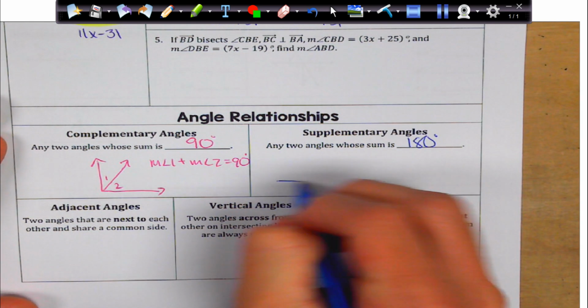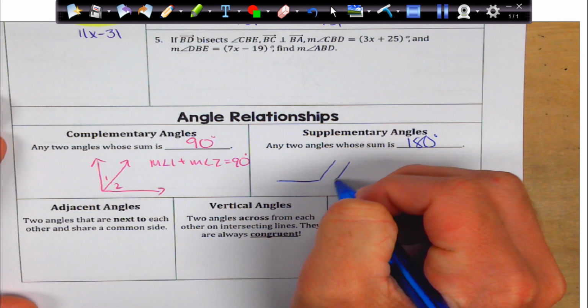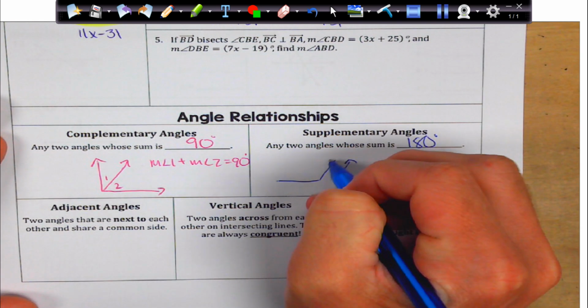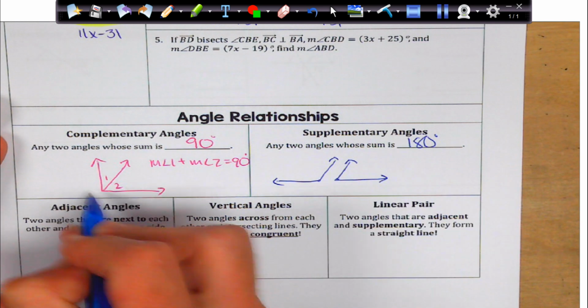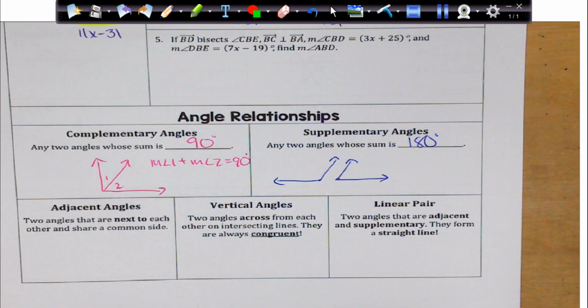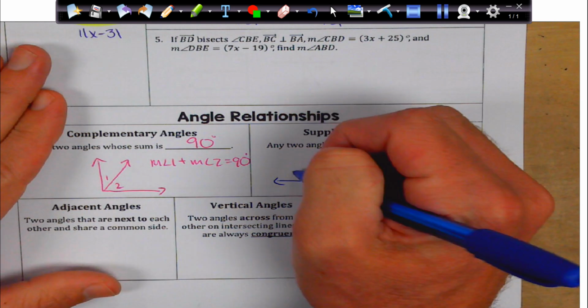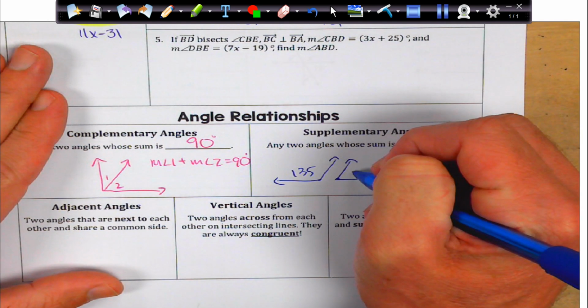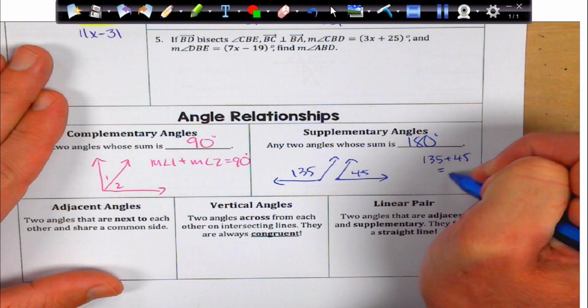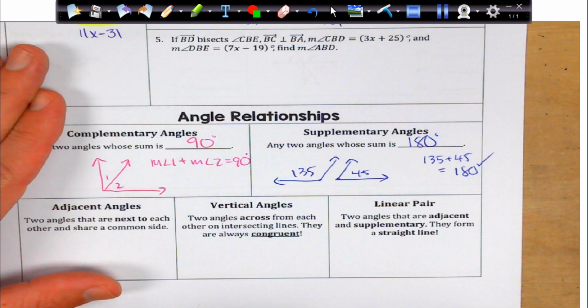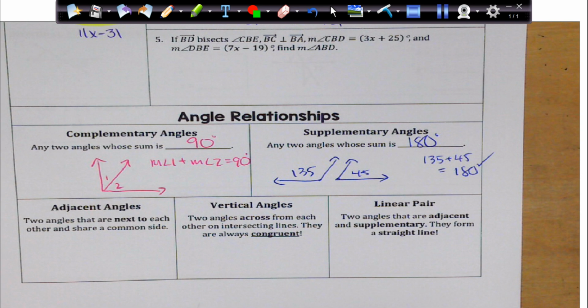And notice with supplementary, the angles don't have to actually share the same vertex. Like this one has a different vertex, and this one does share. So complementary and supplementary don't have to be sharing a vertex. So this would be 135, this could be 45, and we know that 135 plus 45 would equal 180, so that checks off. And so those are complementary and supplementary.